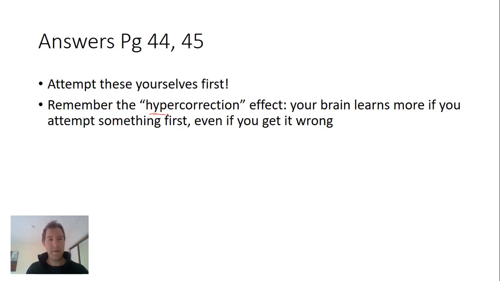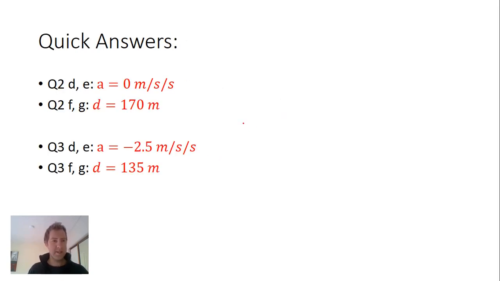This idea, this hypercorrection effect, is your brain learns more if you attempt something first, even if you get it wrong. So when I go through the answers soon, if you've attempted it, you've done so much better. And it may be that you just watch part of these answers and say, oh, that's how I do it, and then go through and finish them. So what I've got is I've actually just got quick answers.